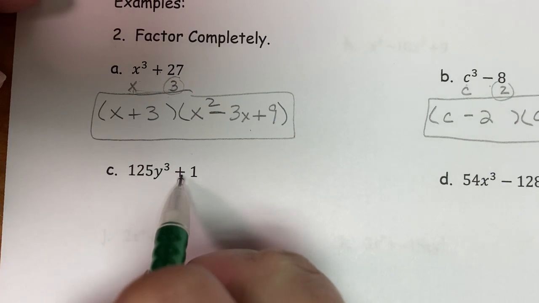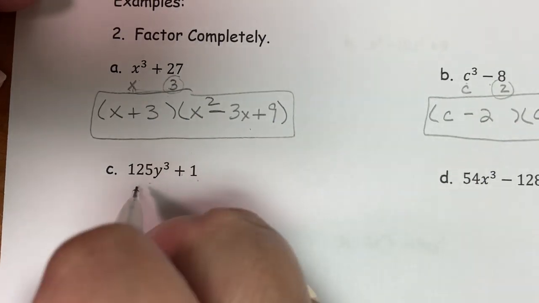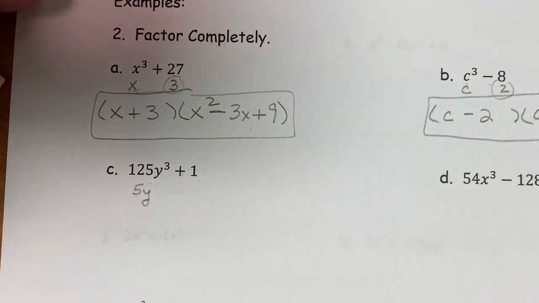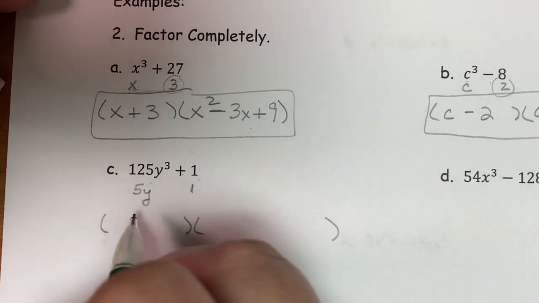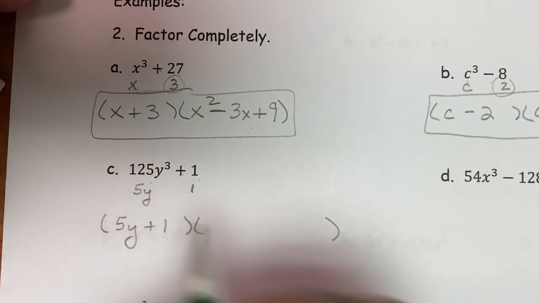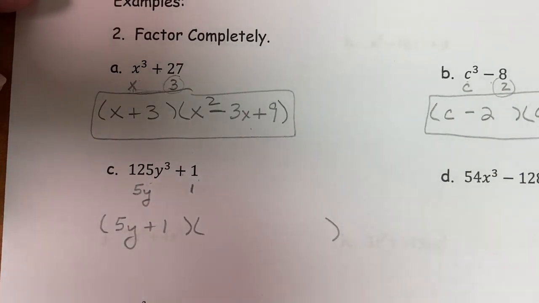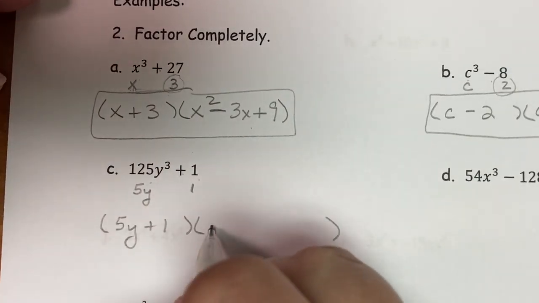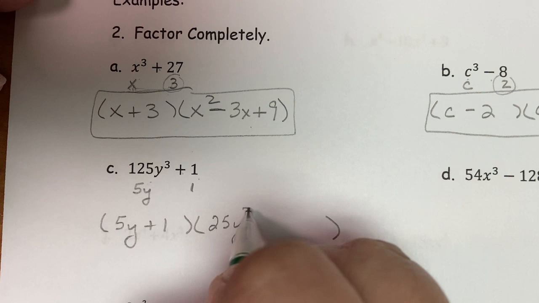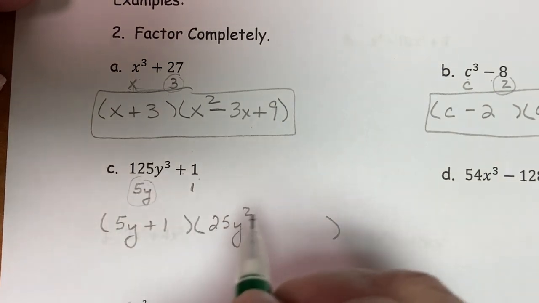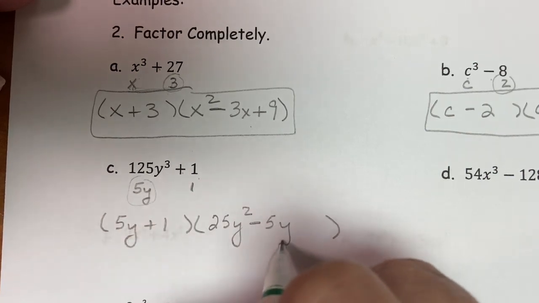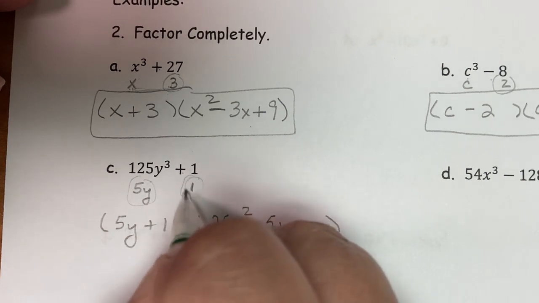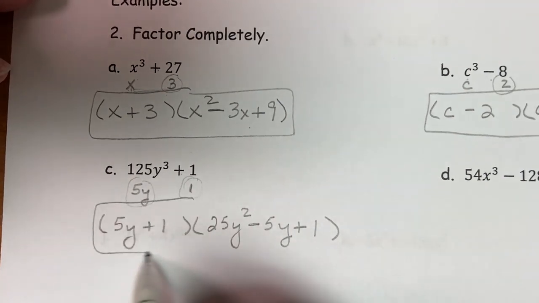C, it's going to be a sum of 2 cubes. What's the cube root of 125y cubed? It is 5y. What's the cube root of 1? It's 1. Here we go. Binomial, trinomial. 5y plus 1 in the binomial, the same sign. Square the first one. That's going to be 25y squared. That's what I get when I square this. Opposite sign, multiply them together. That's 5y, always positive, square the last one, and 1 squared is 1. And you are done.